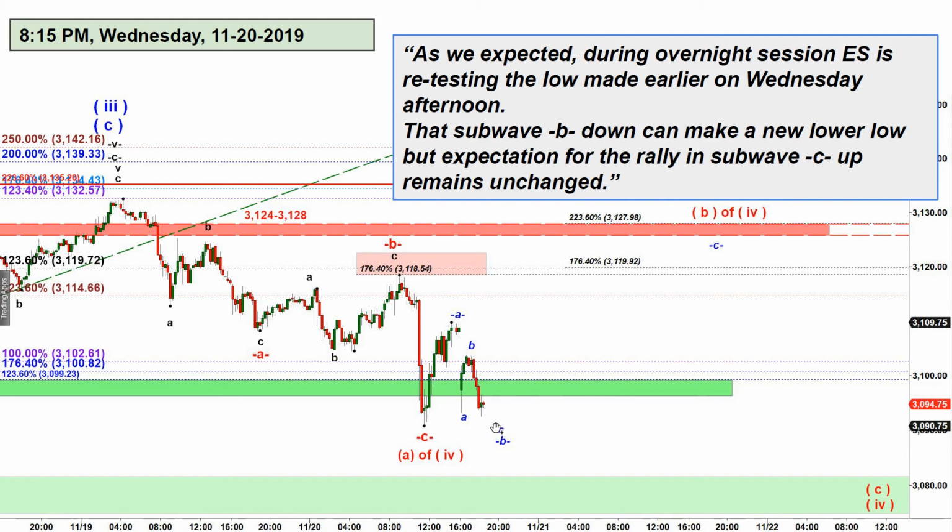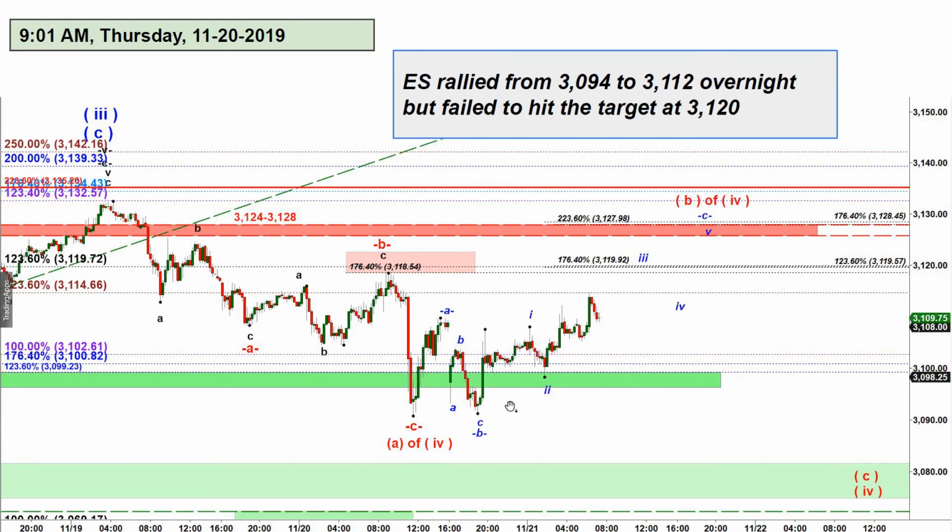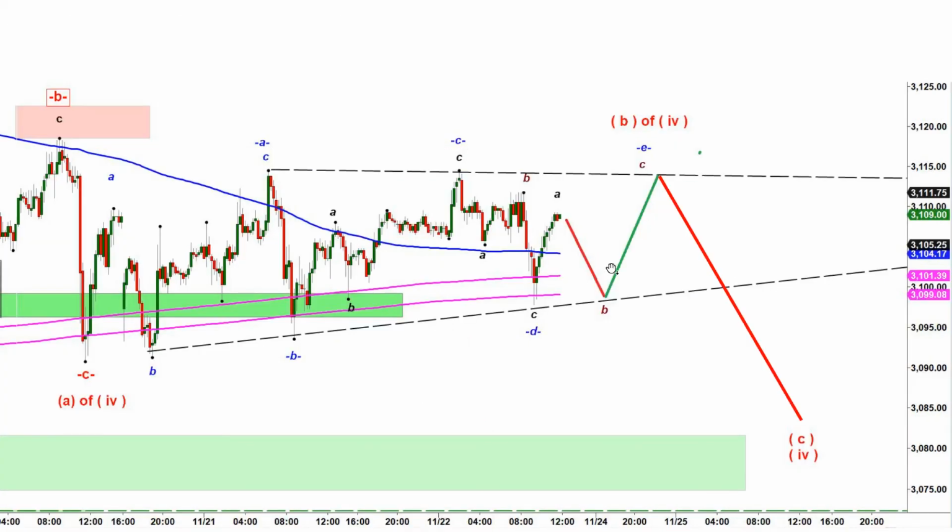And you can see, by next morning we got some lazy move up, but it moved from 3092 to 3012. Unfortunately, it was unable to tag my minimum target at 3120. And this is what we are left at the close of Friday. Instead of a simple ABC up to complete the subwave B up, ES formed a corrective triangle structure.